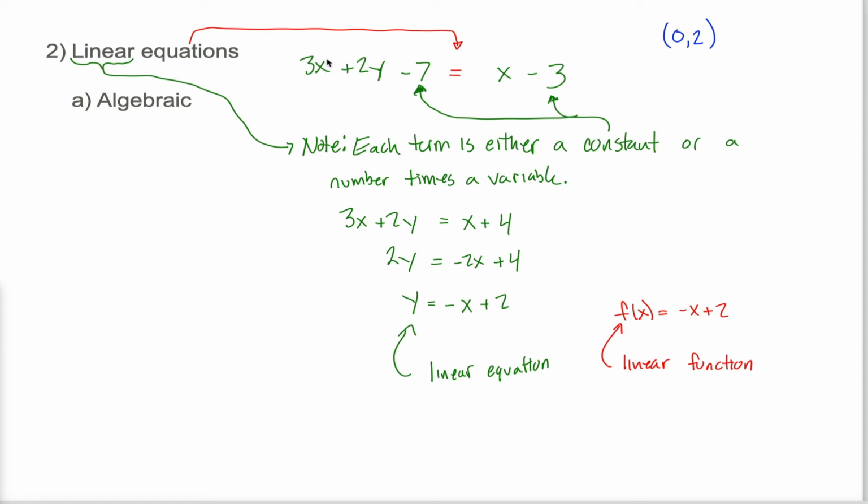Look, if x is 0, this is 0. If y is 2, this is 4. And 4 minus 7 gives me negative 3. And if x is 0, 0 minus 3 also gives me negative 3. So 0, 2 is a solution to this linear equation.